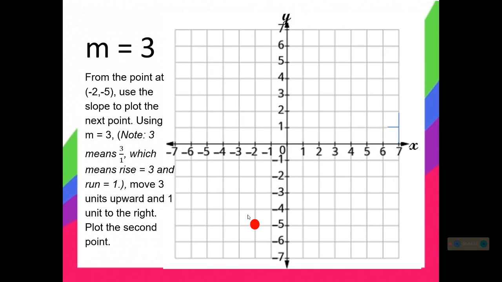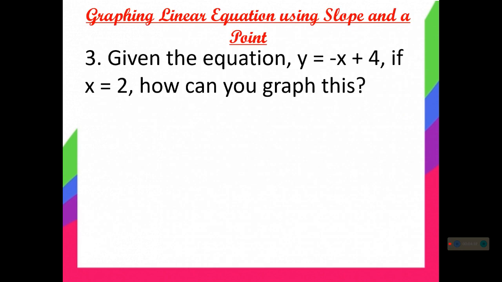From this point, you are going to count 3 units upward: 1, 2, 3. Then 1 unit to the right because it is positive. So we have here the second point. Then, connect the points, and you have the graph of our equation y equals 3x plus 1. Okay, question? If you don't have, let's now proceed with the third one.